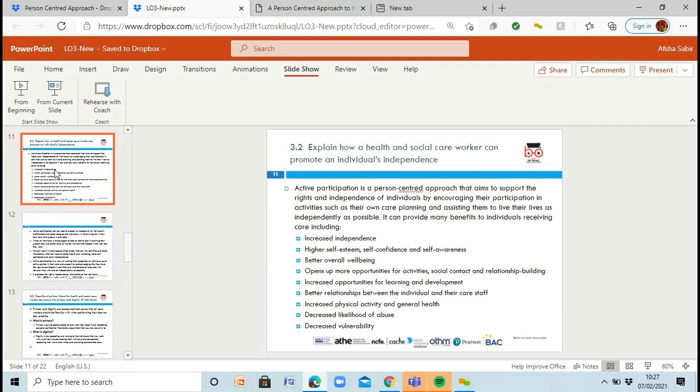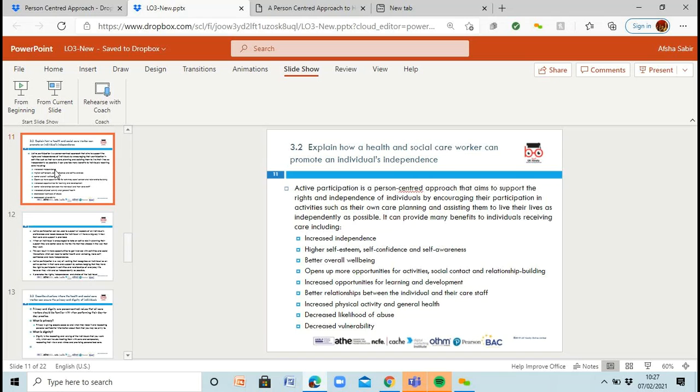Yeah, I'll make a start on 3.2 then, if everyone's fine. So 3.2 is explain how a health and social care worker can promote an individual's independence. Now, we've got something called active participation here. Active participation is something that is aiming to support the rights and independence of individuals.